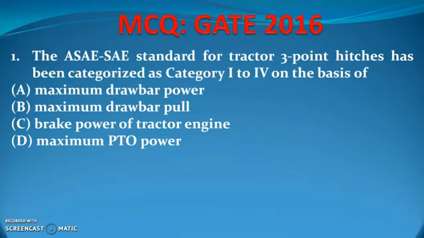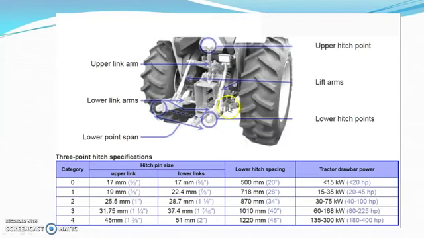First question from the farm machinery and power. It's one mark. The ASAE or SI standard for tractor 3-point hitches has been categorized as category I to IV, or 1 to 4, on the basis of choices of maximum drawbar power, maximum drawbar pull, brake power of tractor engine, maximum PTO power. If you see the hitch points, there are 2 lower links, 1 upper link, or upper hitch point, and the lift arm.